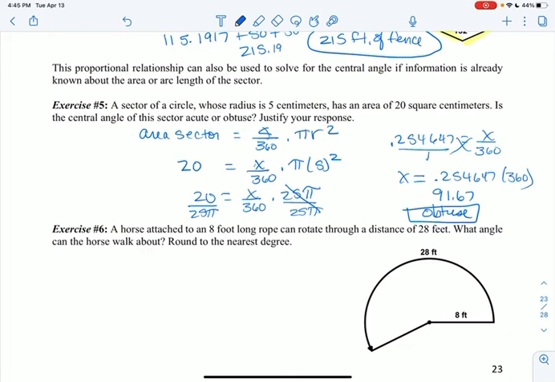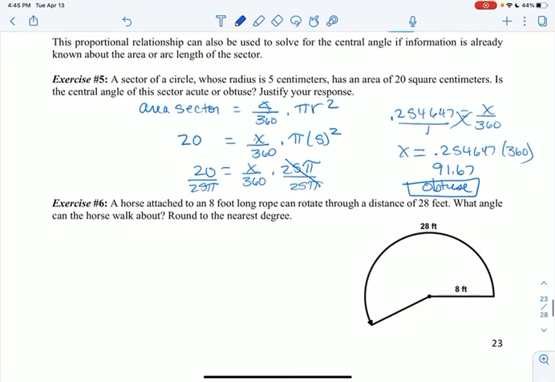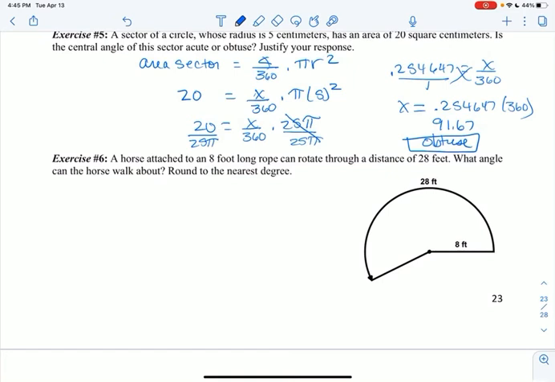So all you're doing on these is substituting in the radius and the area and solving for the angle. Sometimes you might be substituting in the angle and the area and solving for the radius. So let's look at this very last problem. A horse attached to an 8-foot long rope can rotate through a distance of 28 feet. What angle can the horse walk about?